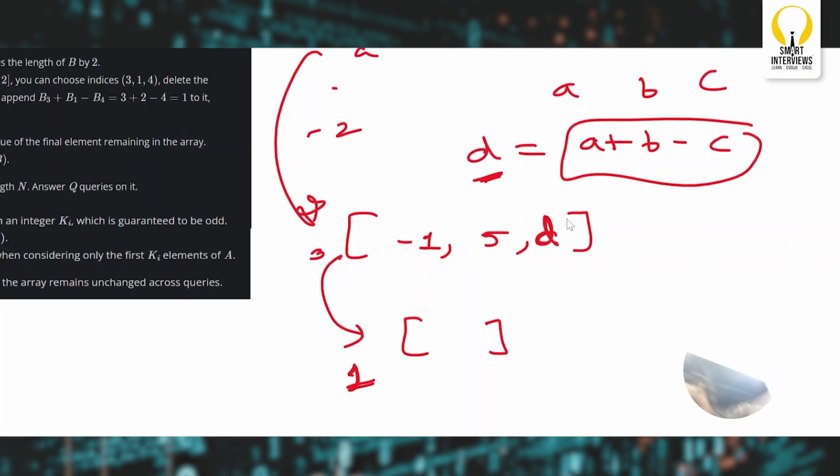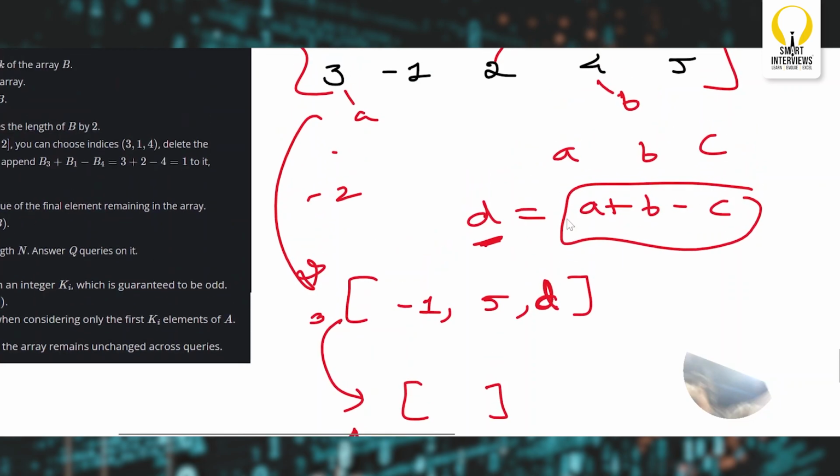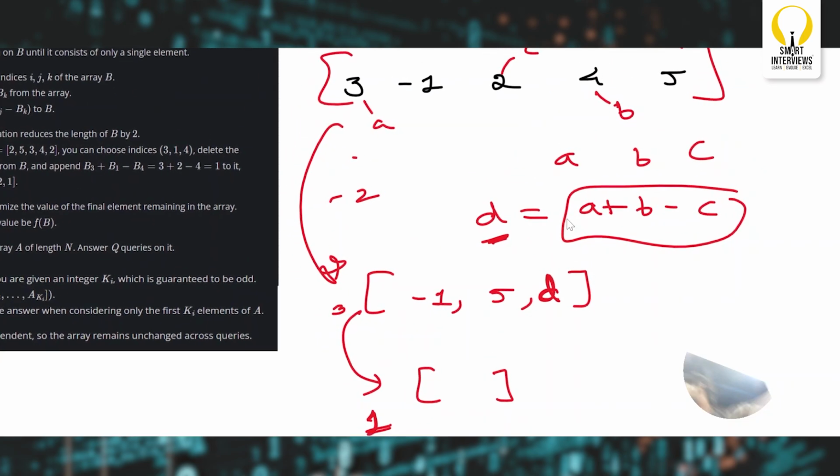Now the thing is, whatever the size of the array that you have been given, like an odd size array, every time it will be reduced by 2 by 2 by 2 by doing these operations. At some point it will reach one single element. What you need to find is the maximum achievable value when you reach an array of size 1.